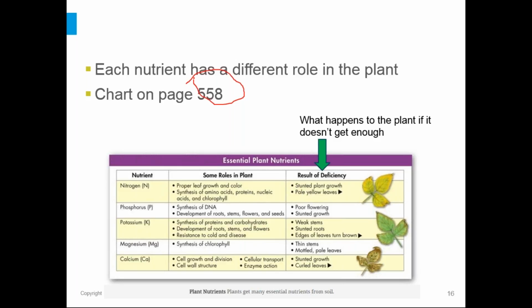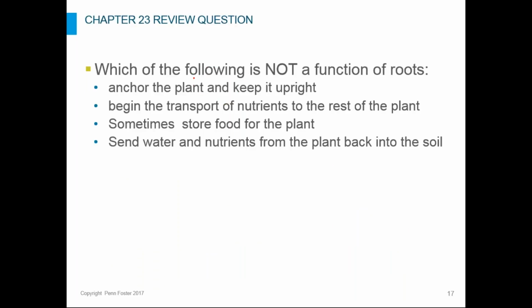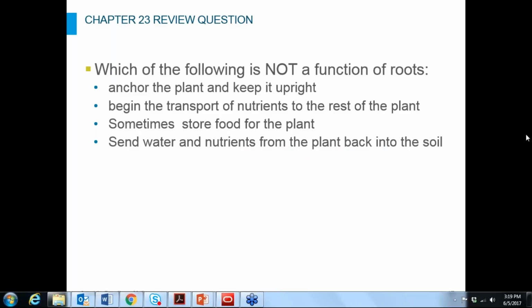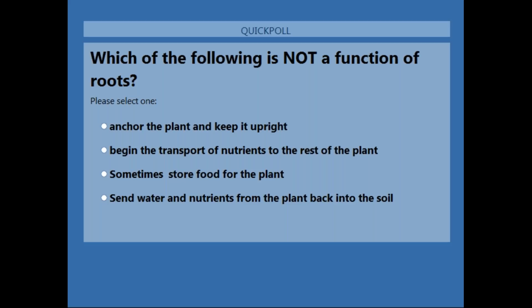And that actually brings us to the end of the section on roots, section 2. So we have another review question. Which of the following is not a function of roots? You should see that poll on your screen. Three of these are correct functions of roots. We're looking for the one that is not. So just click the answer that you think is not a function of roots.